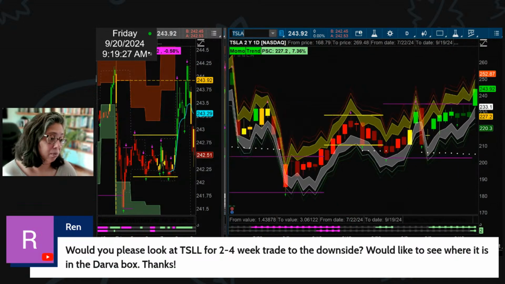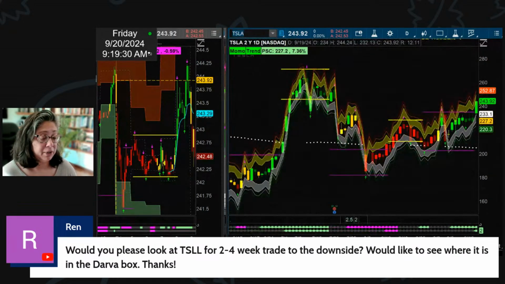TSLA is breaking out, which is cool, which is fine. I don't play Tesla, Ren. I'll tell you straight up, it's not a symbol that I typically like to trade because when I look at the way it moves in relation to consumer discretionary and the NASDAQ, where it's quite heavily weighted, and the S&P, it tends to do its own thing. But here's what I'll tell you, Ren.